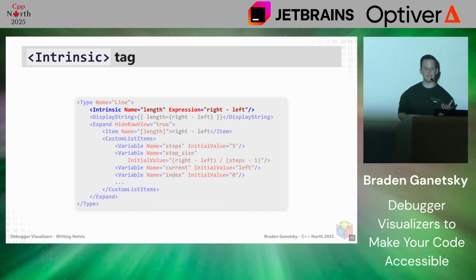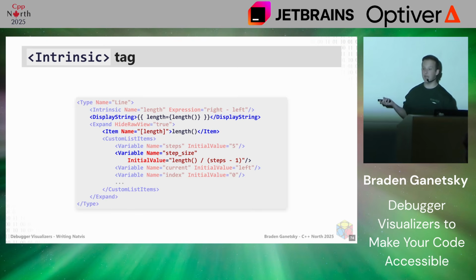Now, there's no body to this intrinsic tag. If there was, I would put parameters in there. There are no parameters, so I don't need a body. The expression is an attribute. So the name is length, the expression is right minus left. This is a function. You can call it. So instead of doing right minus left, I will write length paren, and that's about as simple as I can make this now. So that's what intrinsics are for. That's just a basic intrinsic that you can use inside your type.